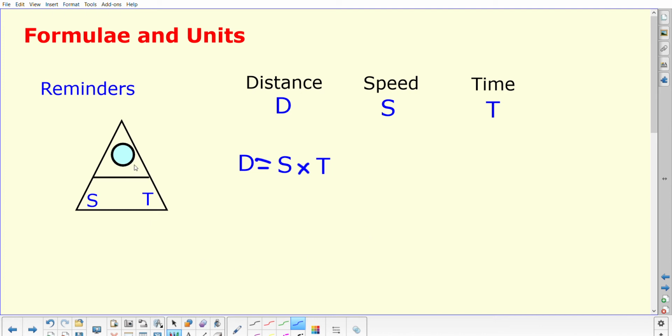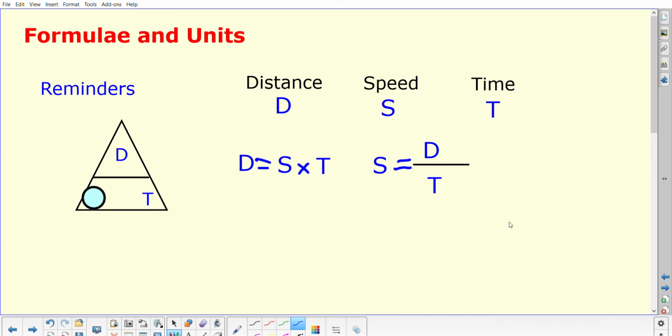If you wanted to calculate the speed, on the other hand, if you cover up the S, you'll see that the distance is above the T. So working out your formula for speed, you will have speed equals distance divided by time.